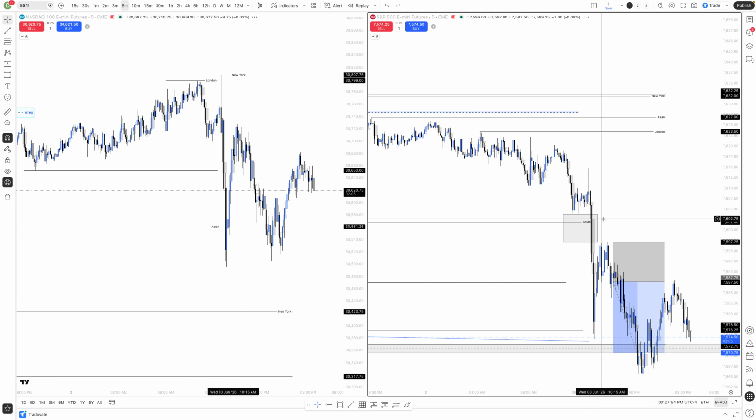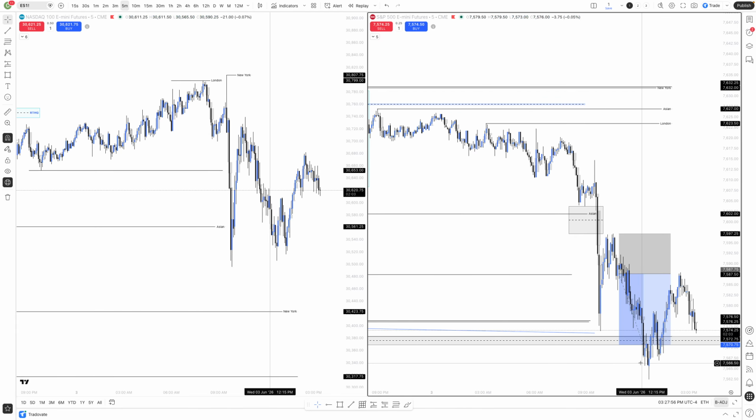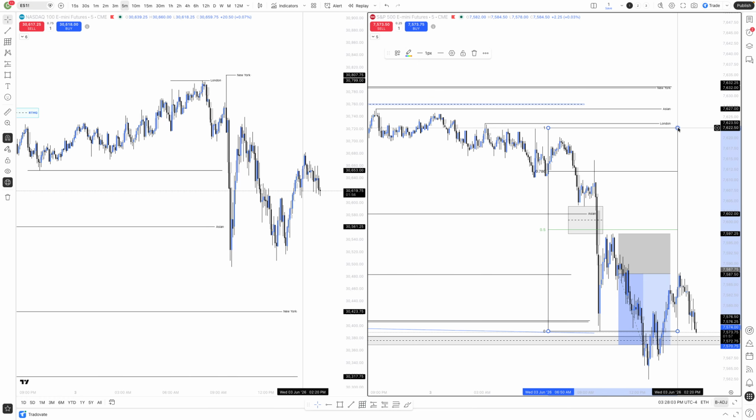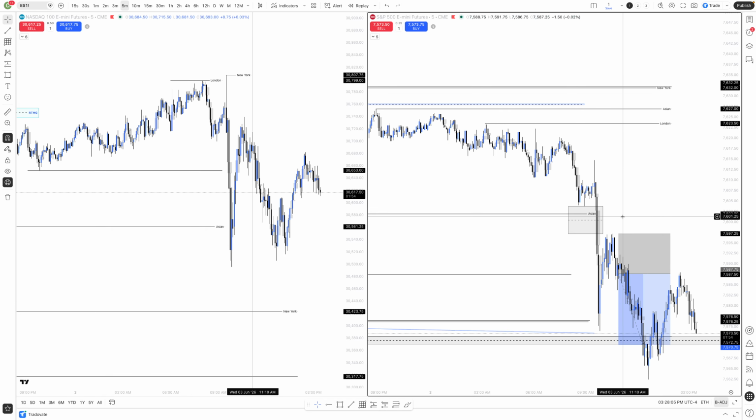ES stayed below these lows. Didn't, not below any lows, didn't hit equilibrium. You can see, I don't actually even know where it was. Maybe here on the 1 hour. Did not hit equilibrium and left this bullish fair value gap.